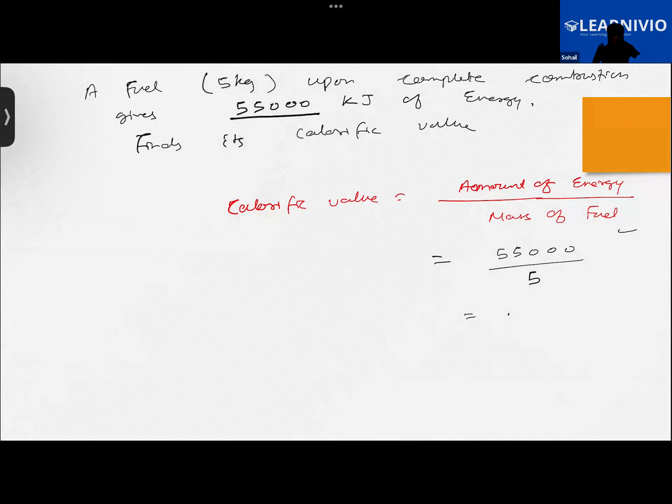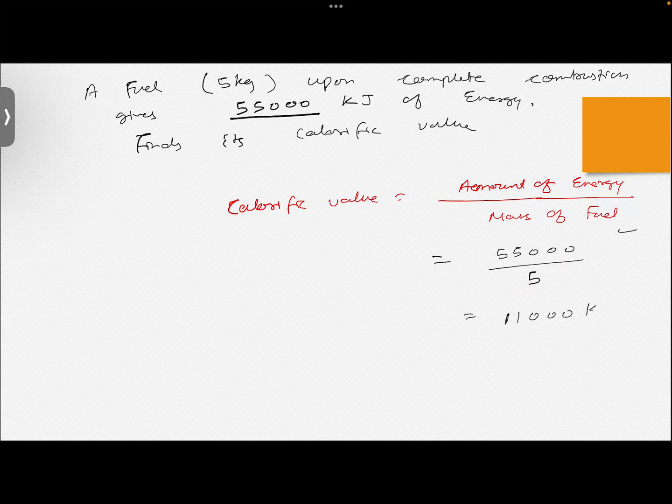Okay. So what we are saying is that 55,000 kilojoule of energy is given out upon burning 5 kilogram of that fuel. So the calorific value would be 11,000 kilojoule per kilogram. Getting it now? So that is the calorific value. This is how calorific value of any given fuel will be calculated. Hope you have understood this.